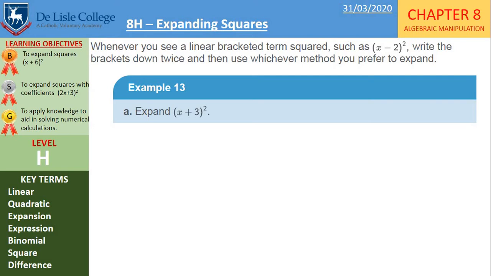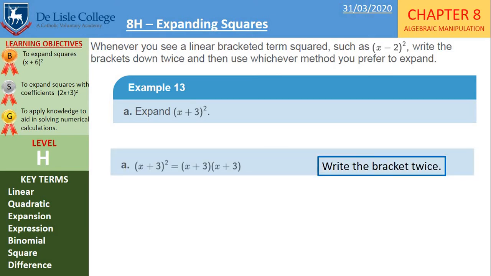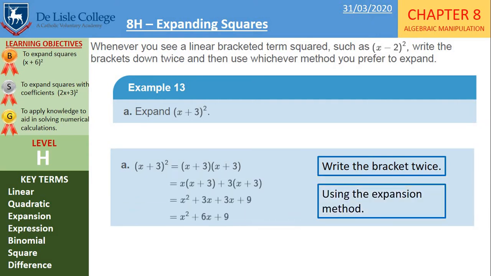Now our example actually uses different values. We're going to expand x plus 3 squared. So let's copy this down. The first thing we do is we write the question as it was initially, and then we write the bracket twice. If we don't do that, we are very likely to make mistakes. So make sure you write down that bracket twice as part of your working. You can choose whichever method you like to expand these brackets, but I'm going to use the expansion method. So I have got x bracket x plus 3, and then plus 3 bracket x plus 3. We expand and simplify, so x squared plus 6x plus 9 as our final answer.